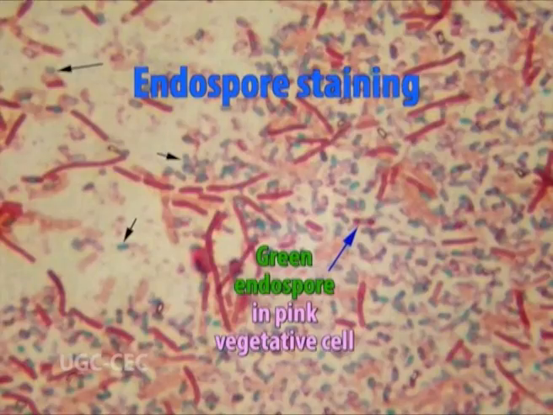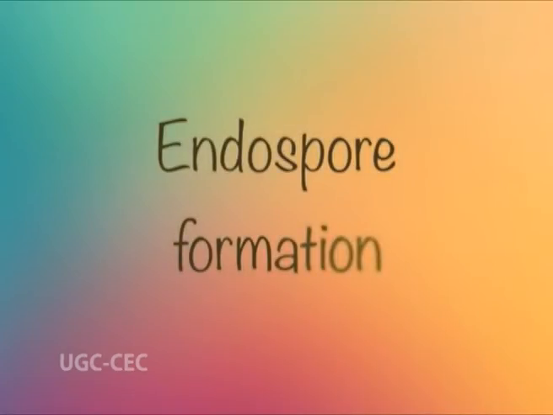The Schaeffer-Fulton procedure employs the use of two dyes, malachite green and safranin, which gives a green endospore resting in a pink to red cell. Endospores can be examined with both light and electron microscopy. Next is endospore formation. Endospore formation normally commences when growth ceases due to lack of nutrients.